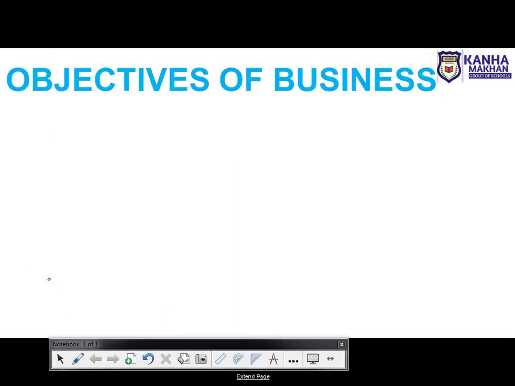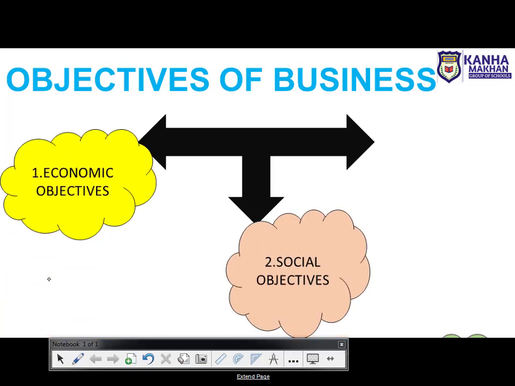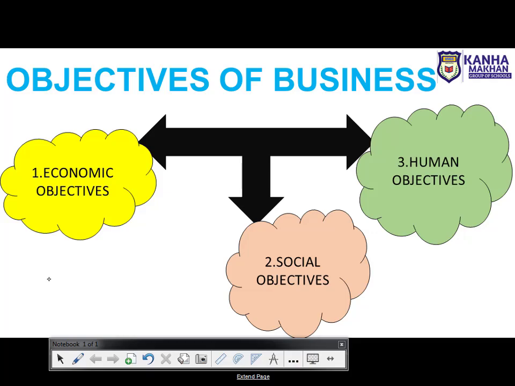Okay, moving towards the next concept, that is the objective of business. Okay, objective means different aims of a business. So let's see what are the different objectives of a business. So these are the three important objectives of a business, right? Yes, the first one is economic objective. Again, just pay attention, the word economic is mentioned here. Second one is social objective, and the third one is human objective. Human objective, or you can call it individual objective as well. So let's start with the first, economic objective.